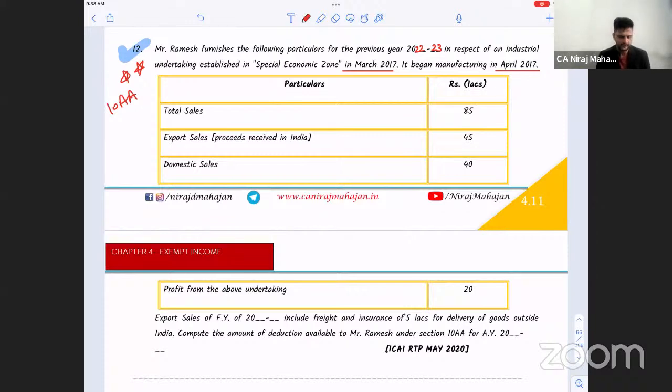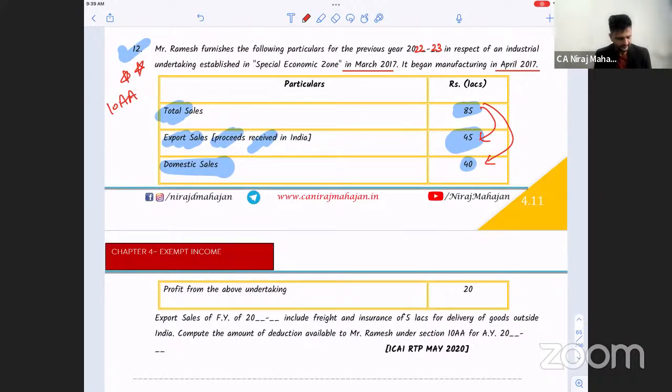Okay. Now check. Total sales, export sales. The proceeds, the money is received in India. That is required now for export sales. Okay, that is also important. This money is received. Domestic sales, 40. Understood or no? This is basically a breakup of 85. They may not have given you, still you should have understood. But it's balancing only. Correct? And profit of the unit. What is my 10 AA profit? Formula: profits 20 into what? Export turnover, that is 45, upon total turnover 85.